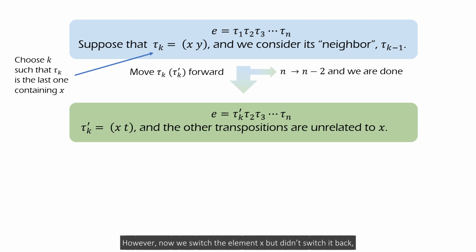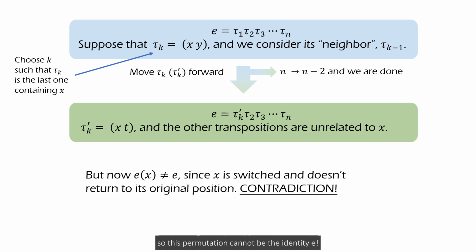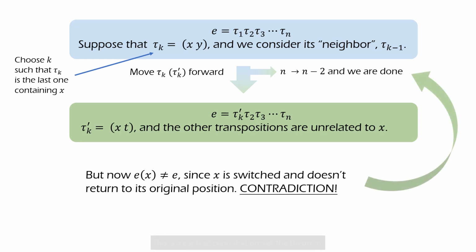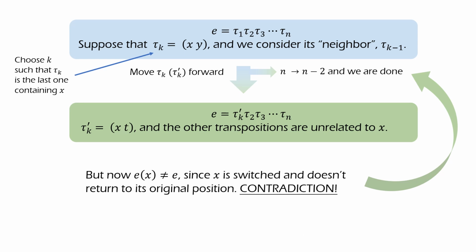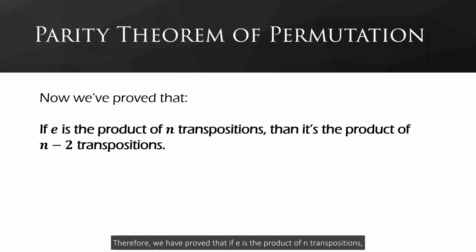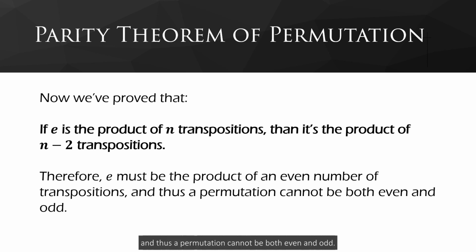However, now we switched the element x but didn't switch it back, so this permutation cannot be the identity E. So this is a contradiction that proves the theorem, because for any permutation that can be written as n transpositions, we can reduce the index n into n minus 2. And therefore, we have proved that if E is the product of n transpositions, then it's the product of n minus 2 transpositions. And therefore, following our previous logic, E must be the product of an even number of transpositions, and thus a permutation cannot be both even and odd. This gives us a perfect partition of all the permutations into the odd ones and the even ones.